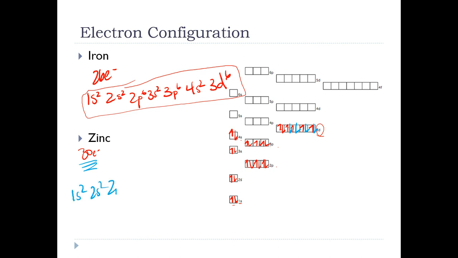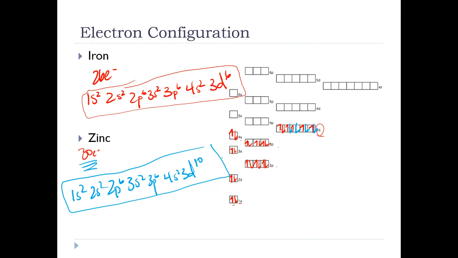1s2, 2s2, 2p6, 3s2, 3p6, 4s2, 3d, 2, 4, 6, 8, 10. 3d10 is zinc. This is the electron configuration notation for zinc.